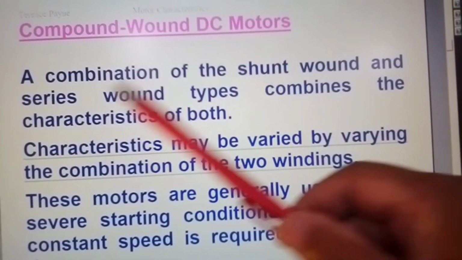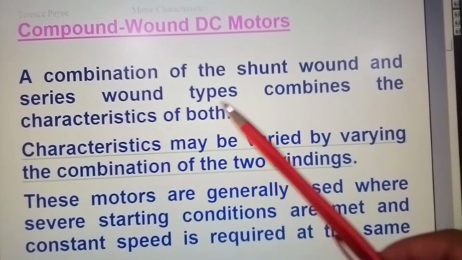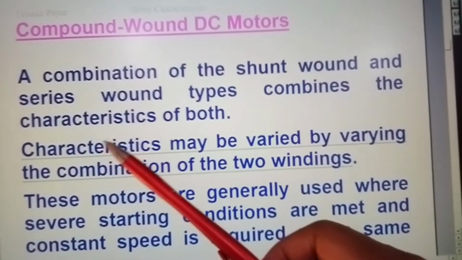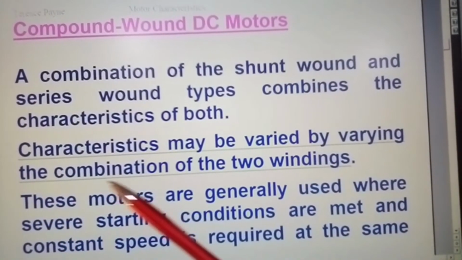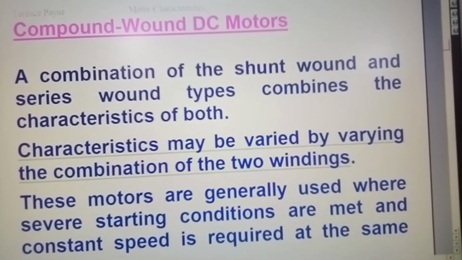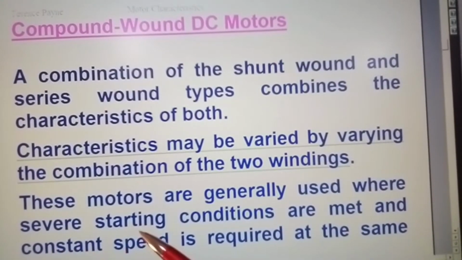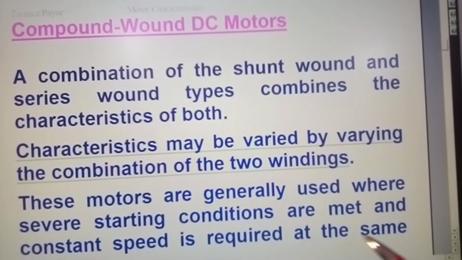Compound wound DC motors, a combination of the shunt wound and series wound types, combine the characteristics of both. Characteristics may be varied by varying the combination of the two windings. These motors are generally used where severe starting conditions are met and constant speed is required at the same time.